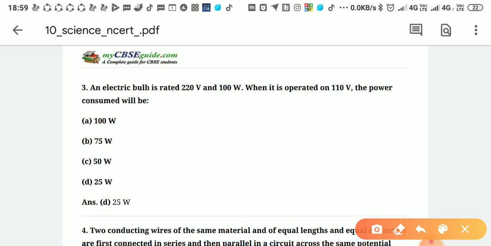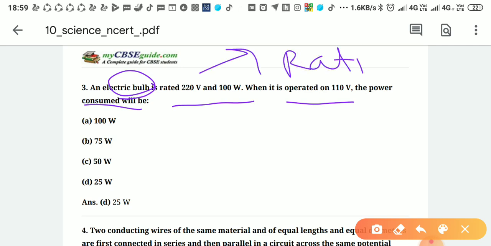Okay, we have an electric bulb that is rated at 220 volt and 100 watt. When it is operated on 110 volt, the power consumed will be... You can say this is a rating type question. These questions are rating type questions.